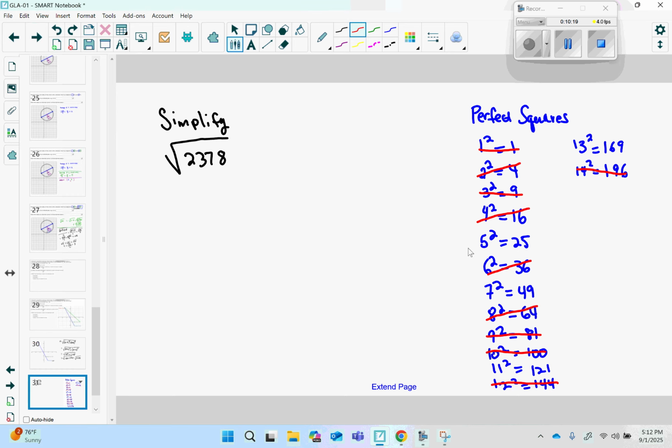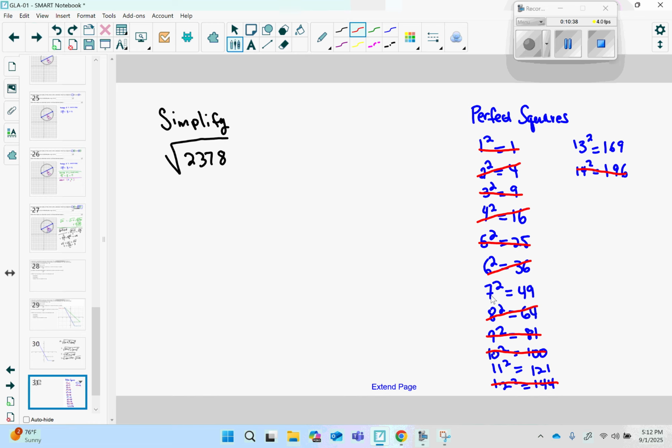And then I thought about 5 squared, or 25. Well, anything that's divisible by 5 or any multiple of 5 would have the last digit be either a 5 or a 0. So that number is not divisible by any multiple of 5. So that eliminates this as an option.